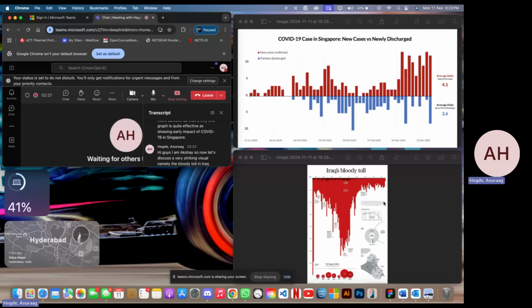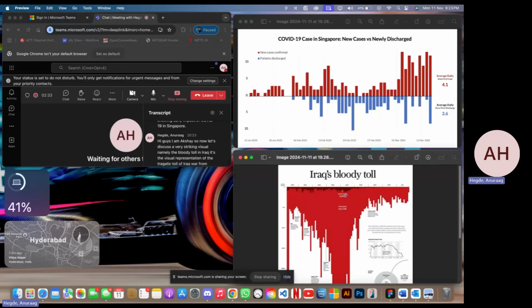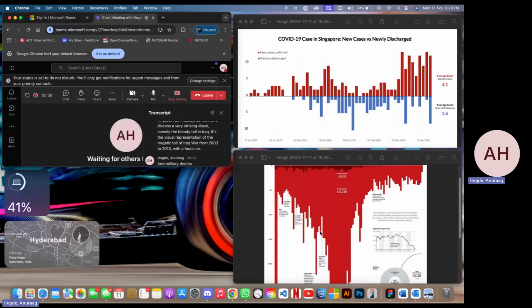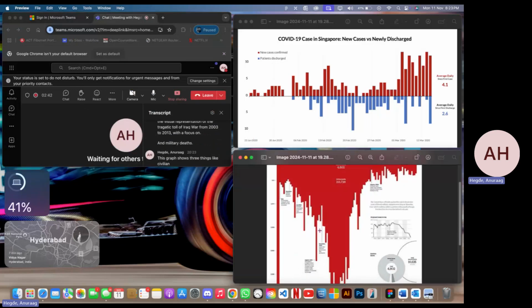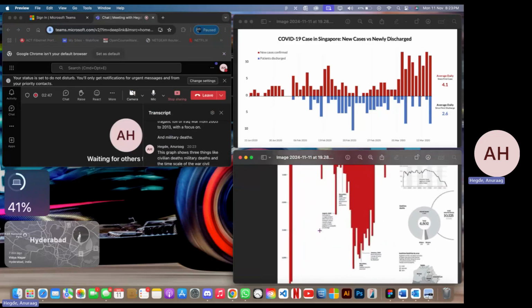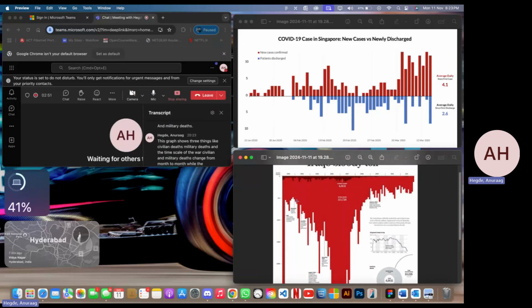Now let's discuss a very striking visual, namely the bloody toll in Iraq. It's a visual representation of the tragic toll of the Iraq war from 2003 to 2013, with a focus on civilian and military deaths. This graph shows three things: civilian deaths, military deaths, and the timescale of the war. Civilian and military deaths change from month to month, while the x-axis shows the years.